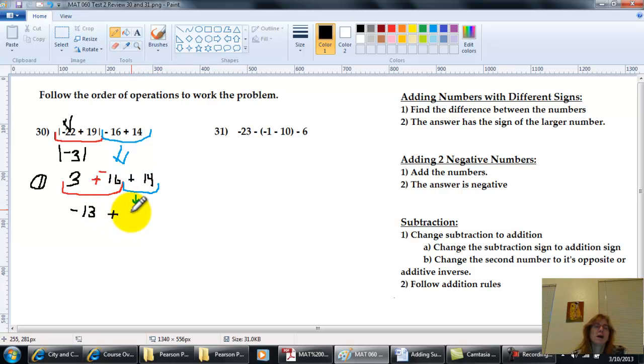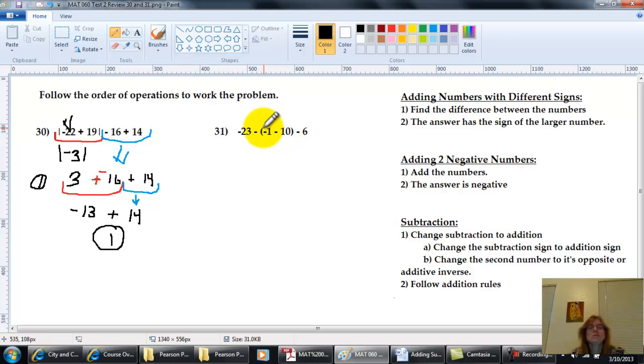So once again, we have adding a signed number and a non-signed number. Adding numbers with different signs, so we find the difference between the numbers. The difference between 14 and 13 is 1, and we use the sign of the higher number. That's 14, so it's positive 1. So that's our answer to number 30. It equals positive 1.